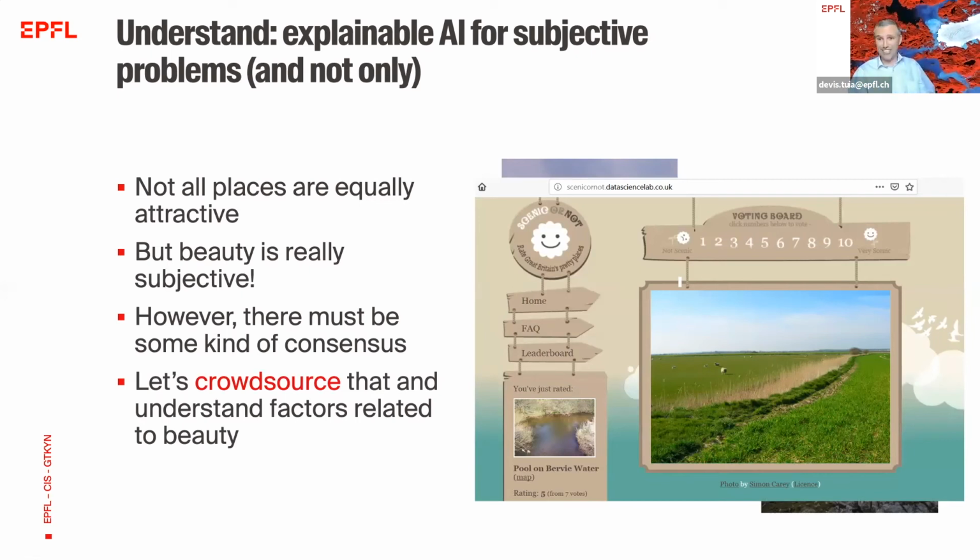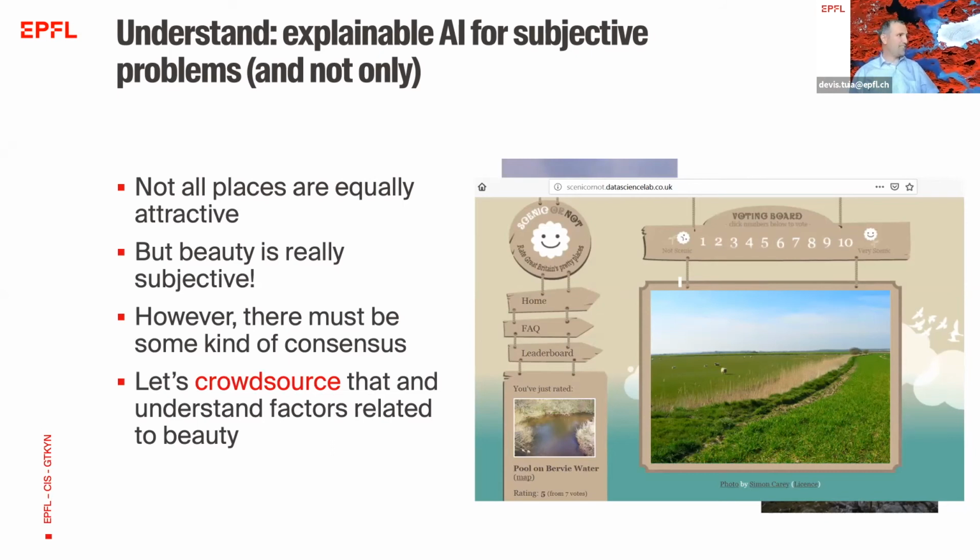It's called Scenic or Not. And it's a crowdsourcing portal that has been going on for a few years already. And it gives us something like 200,000 images. And for every image, we have 1 to 10 votes of the beauty of the picture.